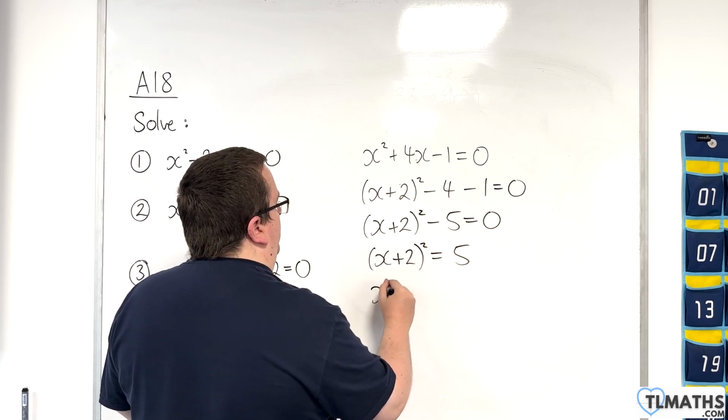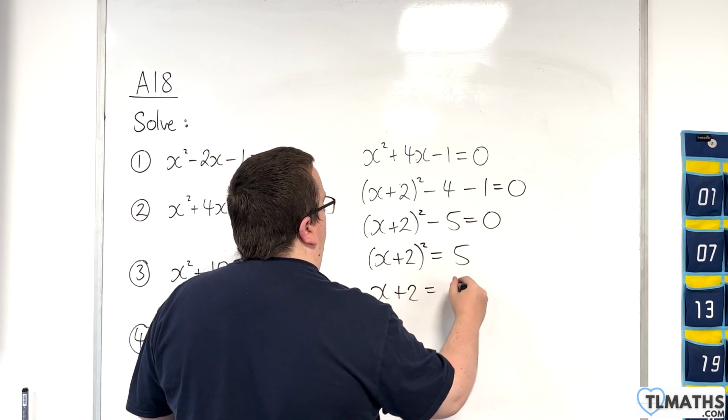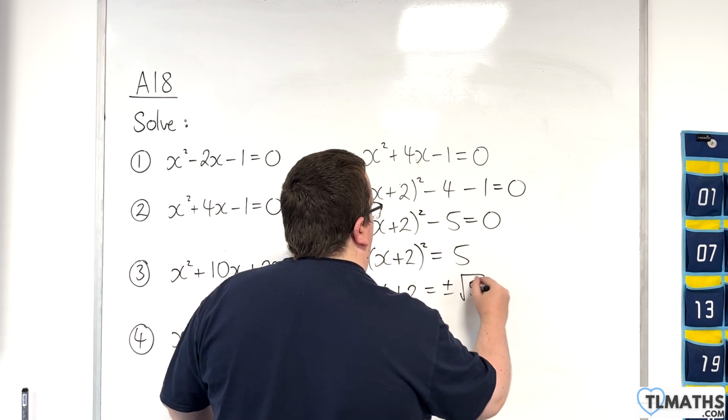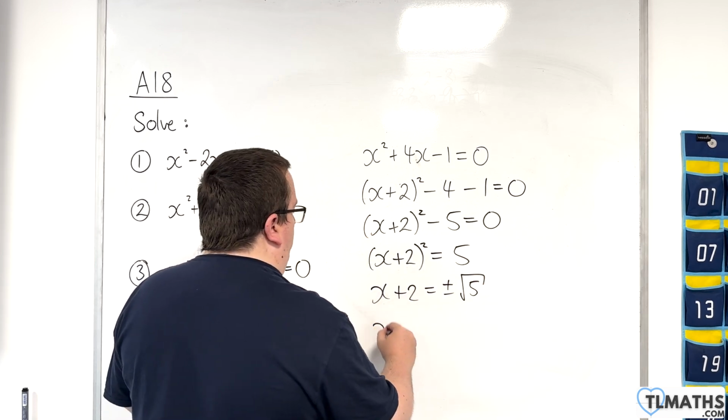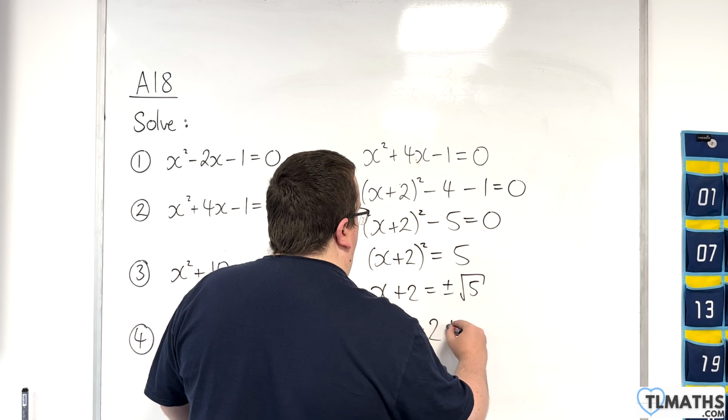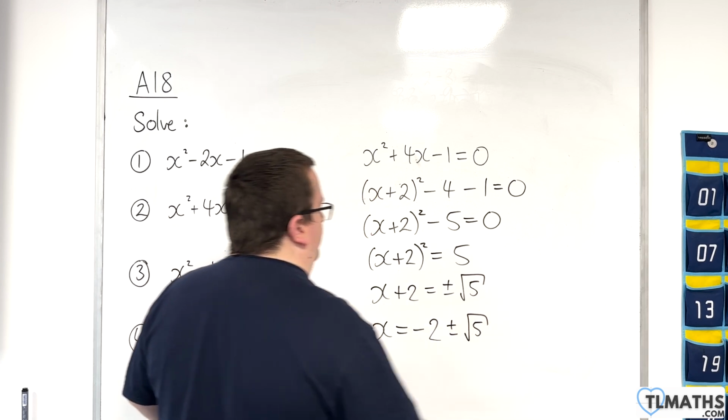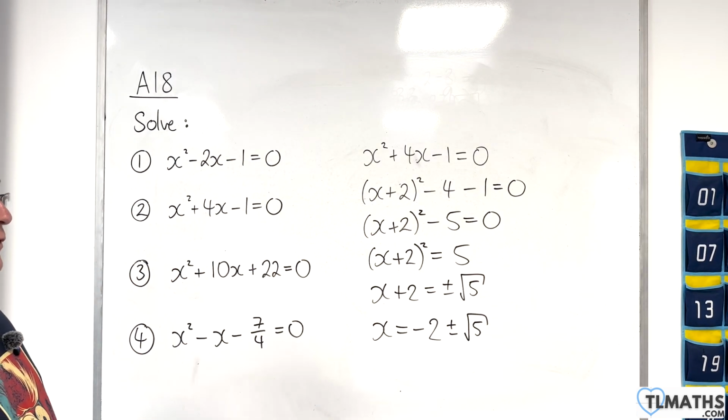And then square root both sides. Now 5's not a square number either, so we get plus or minus root 5. And then we can subtract 2 from both sides. So minus 2 plus or minus root 5. These are our solutions for number 2.